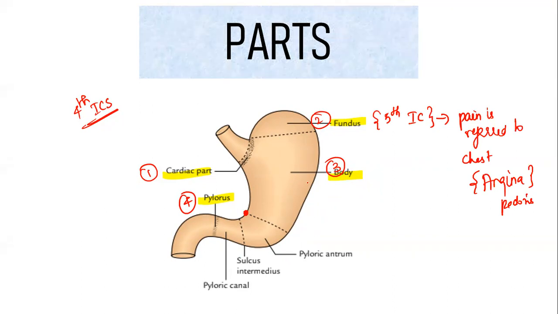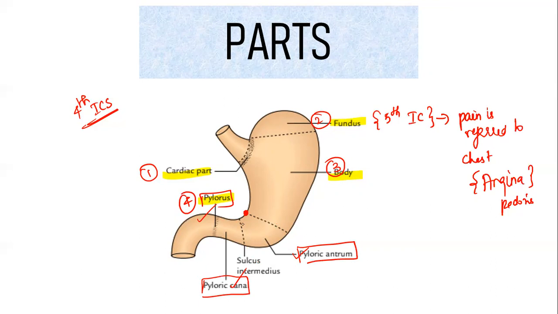And you have the body, and then you have the pylorus. If you take the pylorus, you have three parts. One is your pyloric antrum, the next one is your pyloric canal, and the next one is the pylorus itself. So this is the pyloric part, which in turn contains three: pyloric antrum, pyloric canal, and the pylorus. These are the parts, right? So you do not have many points to include here.